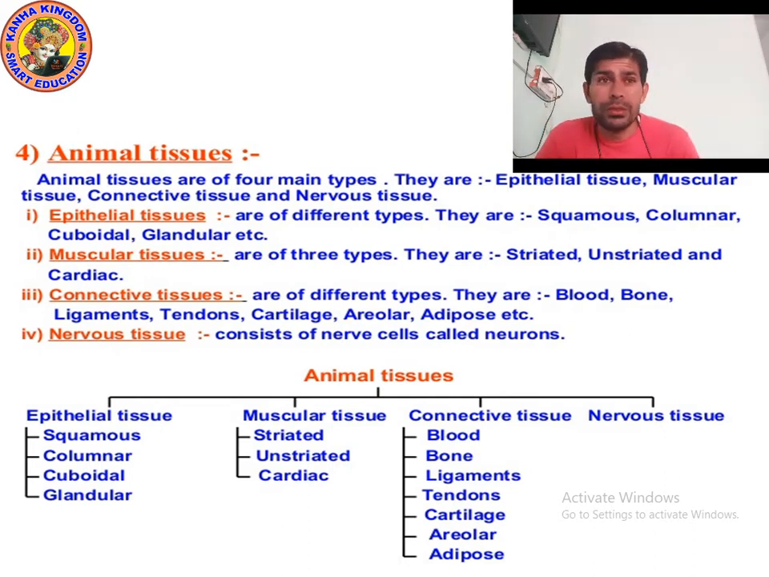I hope you understood. There are four types of epithelial tissue: squamous, columnar, cuboidal, glandular. And muscular tissue is striated, unstriated, cardiac. What is the spelling of striated? Striated. And unstriated. And cardiac. And connective tissues are blood, bone, ligaments, tendon, cartilage, areolar, adipose, and then nervous tissue. Okay, now let's move on to the next point.